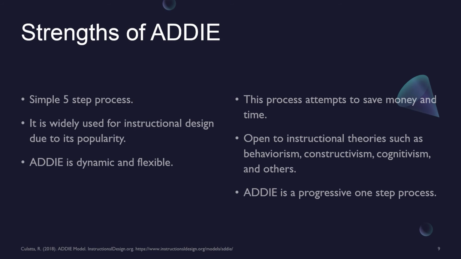ADDIE has an abundance of strengths. Simple 5-step process. It is widely used for instructional design due to its popularity. ADDIE is dynamic and flexible. This process attempts to save money and time. Open to instructional theories such as behaviorism, constructivism, cognitivism, and others. ADDIE is a progressive one-step process.